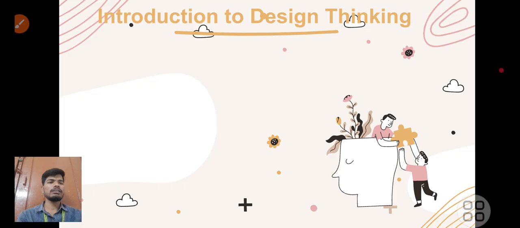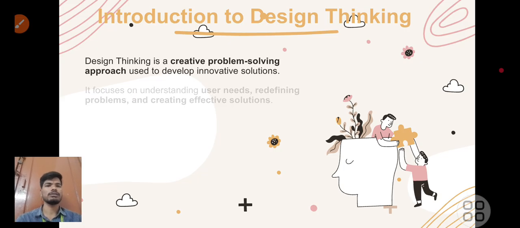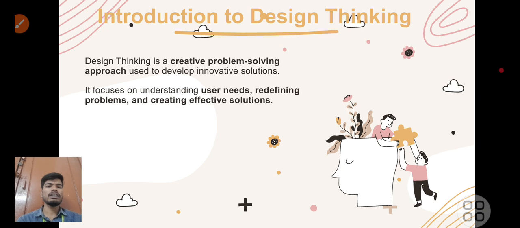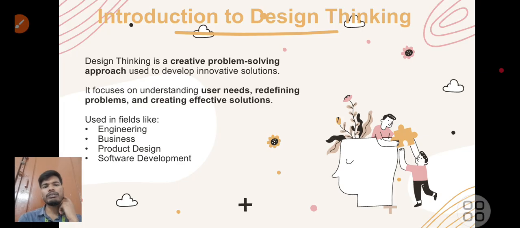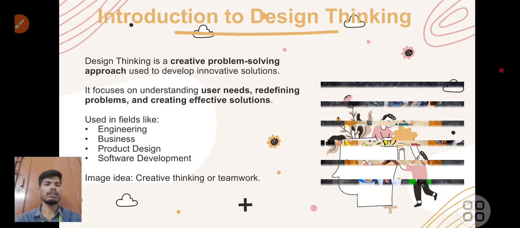Introduction to design thinking. Design thinking is a creative problem solving approach used to develop innovative solutions. It focuses on understanding user needs, refining problems, and creating effective solutions. Used in fields like engineering, business, product design, software development. Image idea: creative thinking and teamwork.